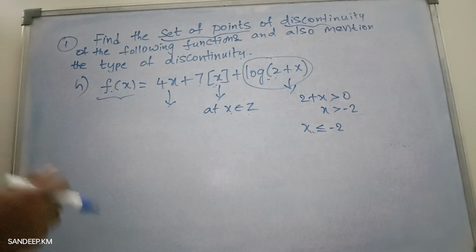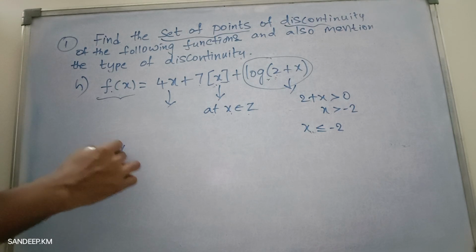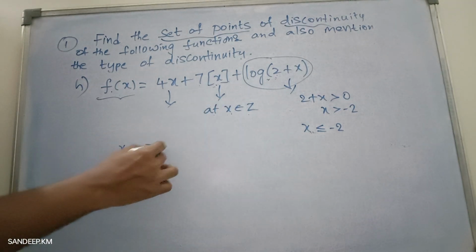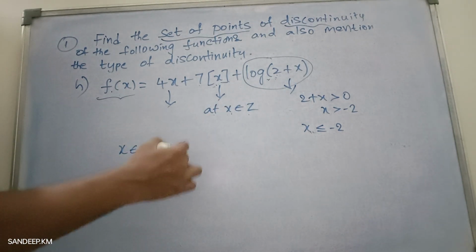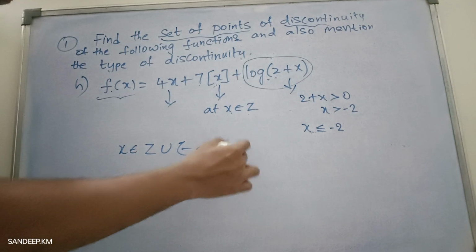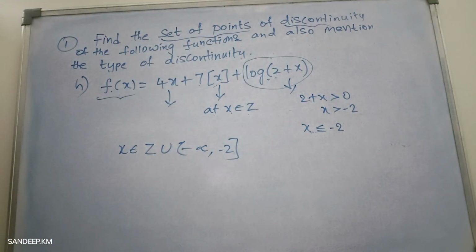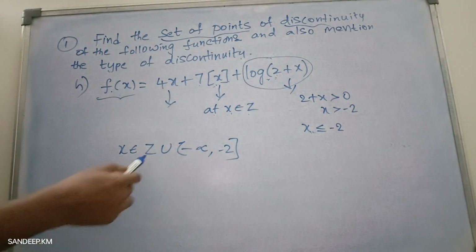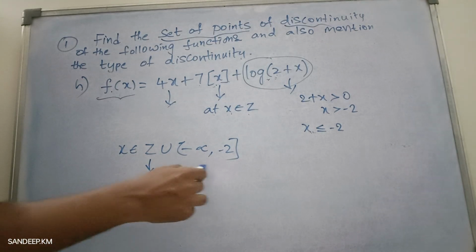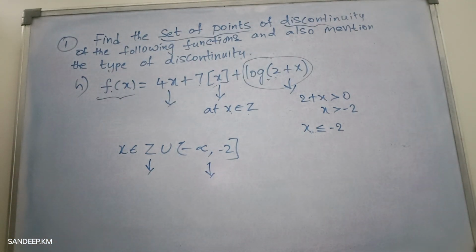So therefore, dear students, what are the points of discontinuity? x belongs to all integers union (minus infinity, minus 2). So at all these points, here we have infinite points of discontinuity. Here also we have infinite points of discontinuity. Therefore the function is discontinuous at all these points. So that is about f of x.